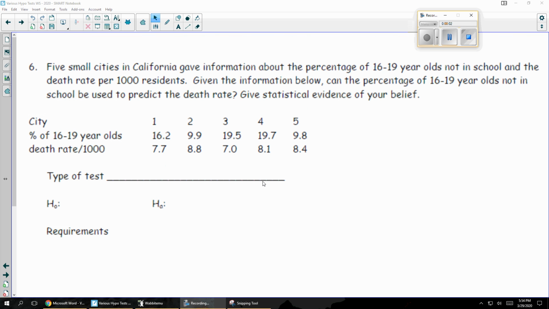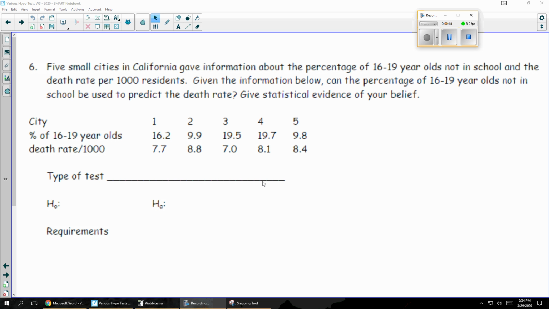Looking at problem number 6, it says 5 small cities in California gave information about the percentage of upper teenagers not in school and the death rate per 1,000 students. Given the following information, can we use the percentage of students not in school to predict the death rate?